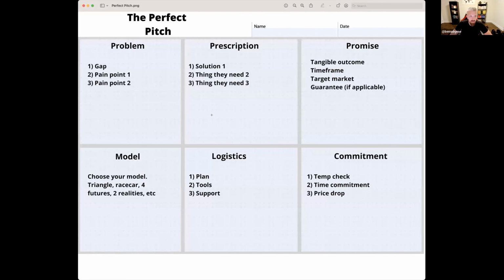So that's pitching. Questions, concerns, let me know. I got this sheet. I'm going to share my screen here. So you can kind of go left to right, and you can write your stuff in here. I'll drop this somewhere. Plan, tools, support. You can choose your model.